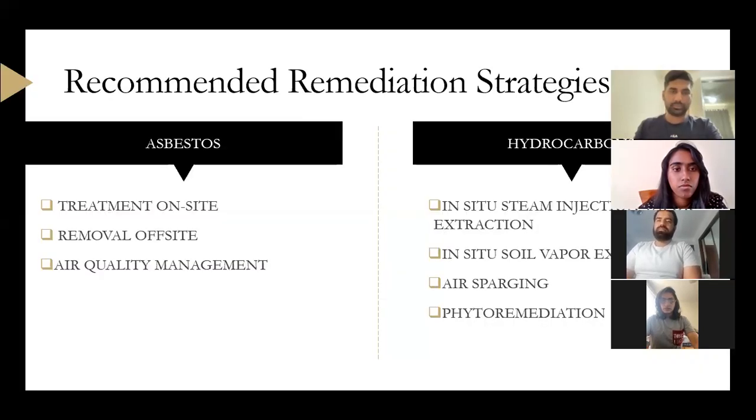These are some of the recommended site remediation strategies for asbestos, which include treatment on site, removal off site, and air quality management. And coming to the hydrocarbons, it is in situ steam injection, vapor extraction, in situ soil vapor extraction, air sparging, and phytoremediation.